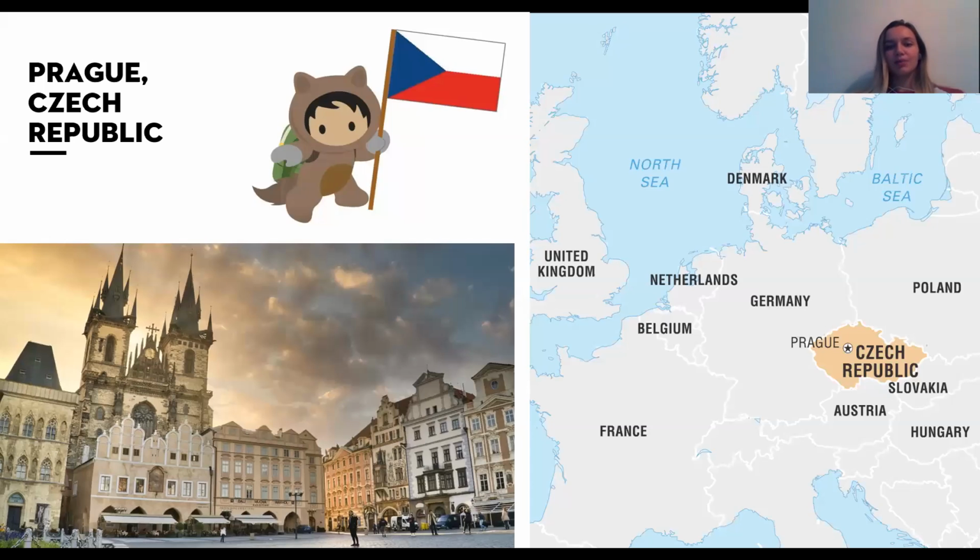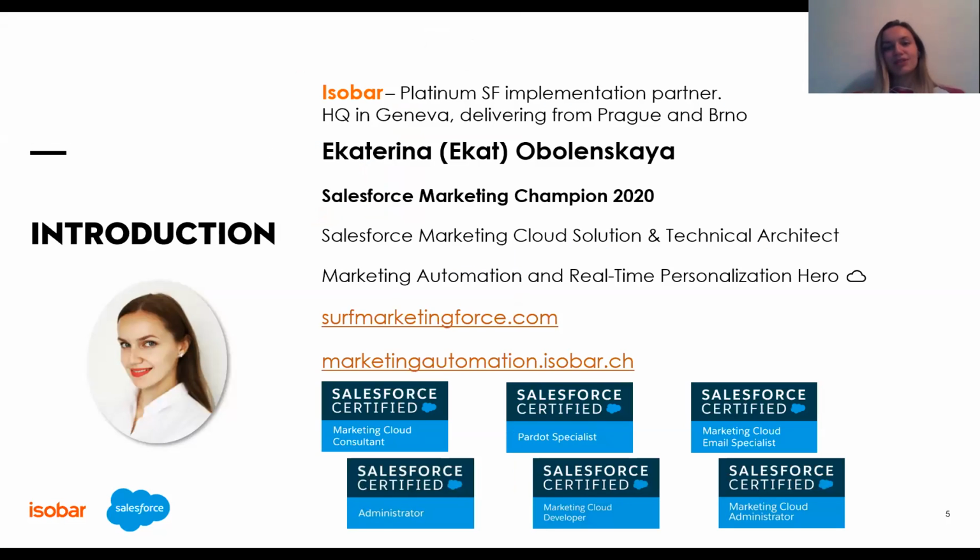So Prague, Czech Republic, hello from another part of the planet. We are situated in Europe, almost in the heart of Europe, and Prague is the capital of the Czech Republic. I'm working here, I'm living here, and persuading you to visit this amazing city. My name is Ekaterina Obolenskaya, or shortly Ekat. I'm working for Isobar Switzerland. We have headquarters in Geneva, but deliver from Czech offices in Prague and Brno.